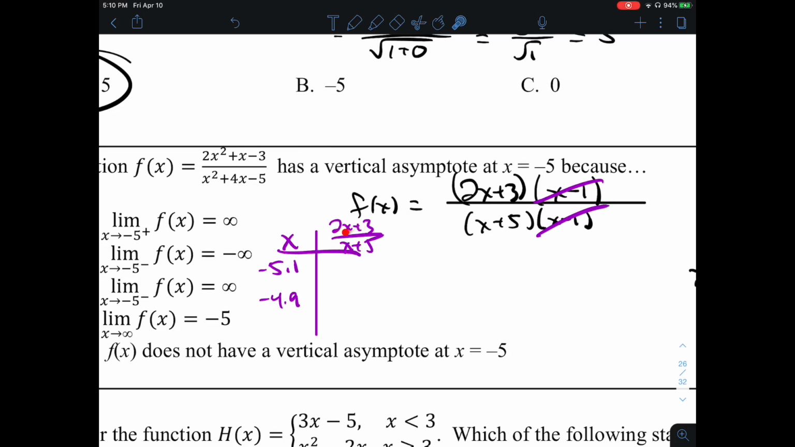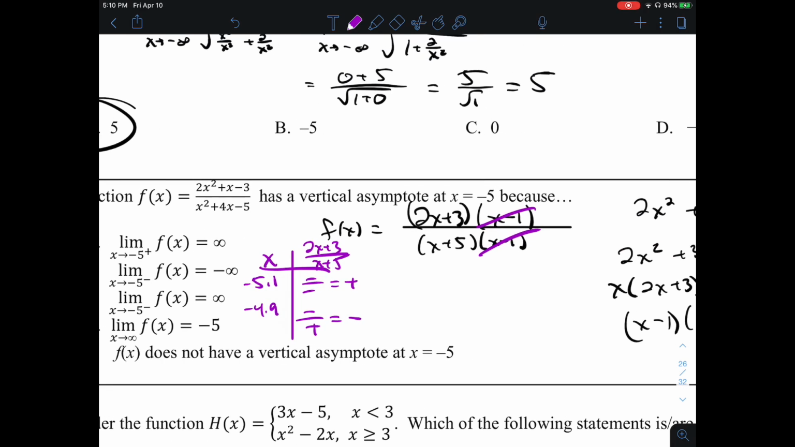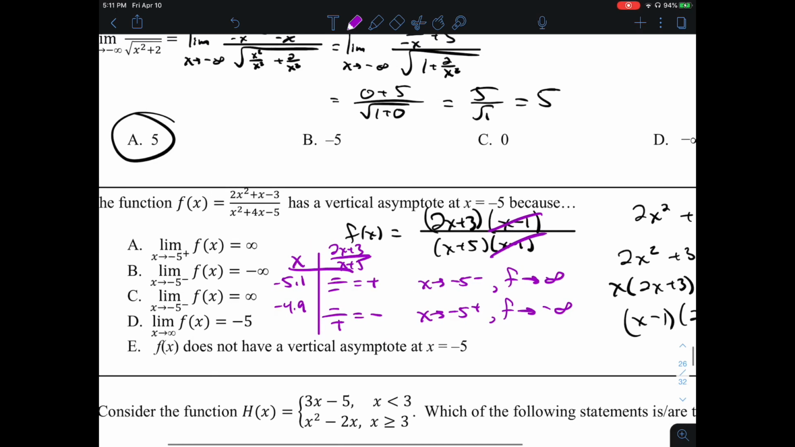If I put negative 5.1 into the top, it's going to be negative. If I put it into the bottom, it's going to be negative. That's going to be positive. If I put negative 4.9 into the top, it's going to be negative. Put it into the bottom, it's going to be positive. That's going to be negative. So if I approach negative 5 from the left, f is going to approach positive infinity. If I approach negative 5 from the right, f is going to approach negative infinity.